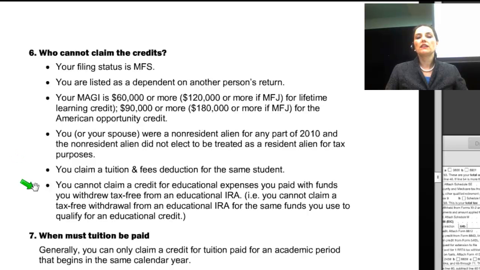Also, you cannot claim the credit in the same year that you took money tax-free from an education IRA. Today's class is not about education IRAs, but if you do have an education IRA, you are allowed to have money invested in that IRA and have that IRA grow tax-free over time. If during the year you decide to send your child to college and you take money from their educational IRA account to pay for college, you cannot take money from that account tax-free and then also claim a credit using the same funds.